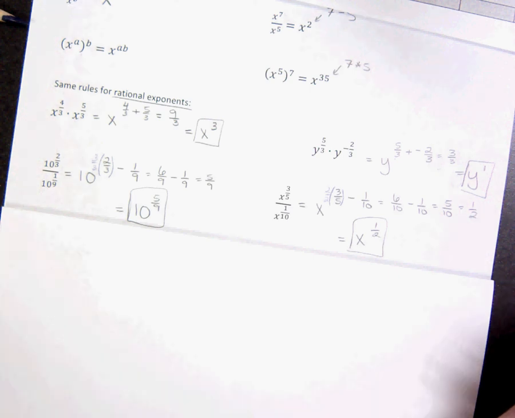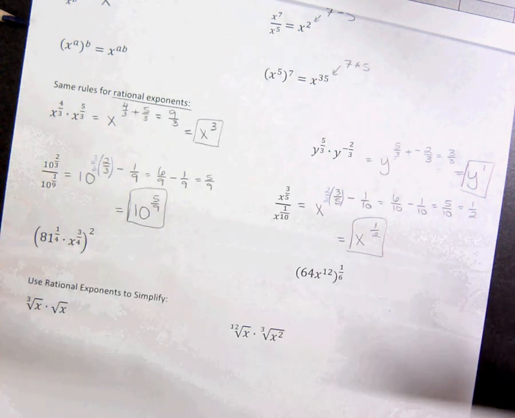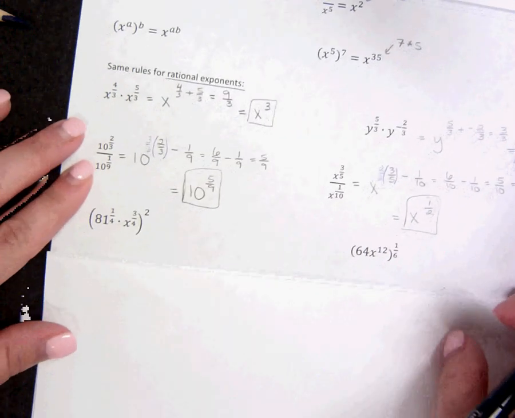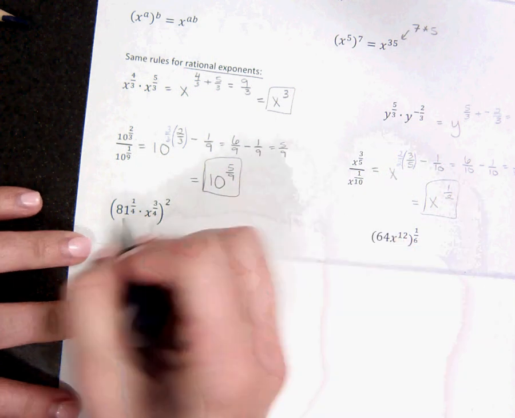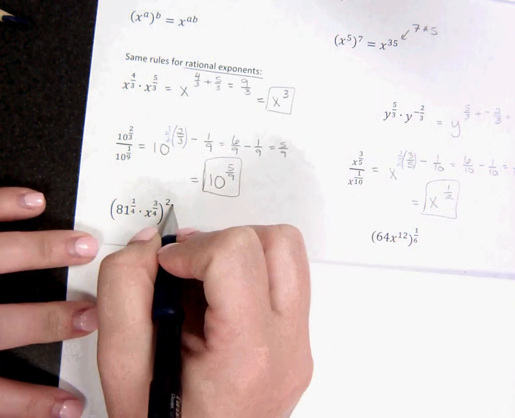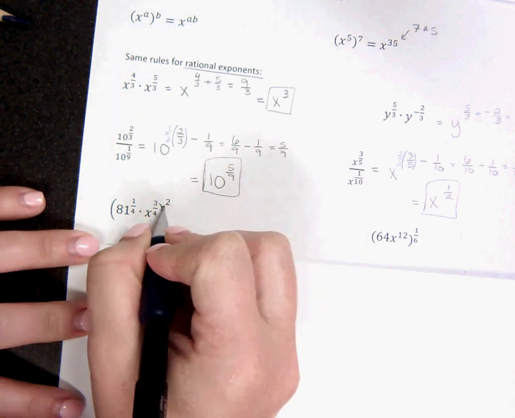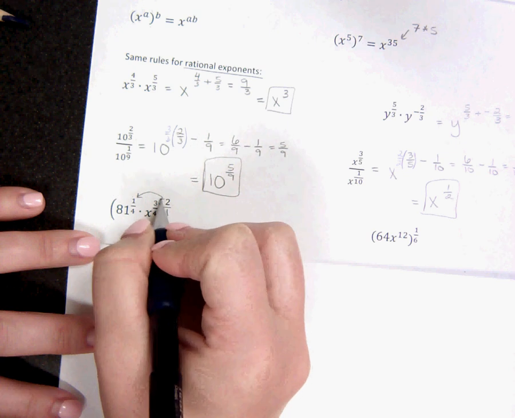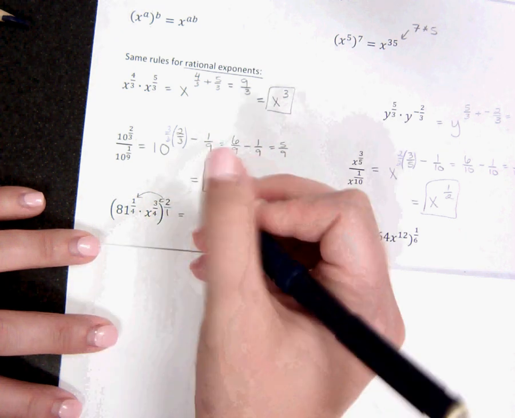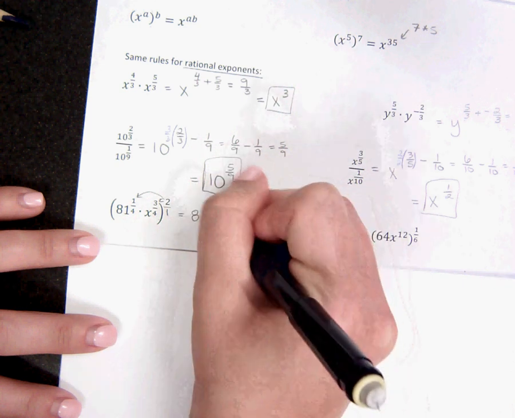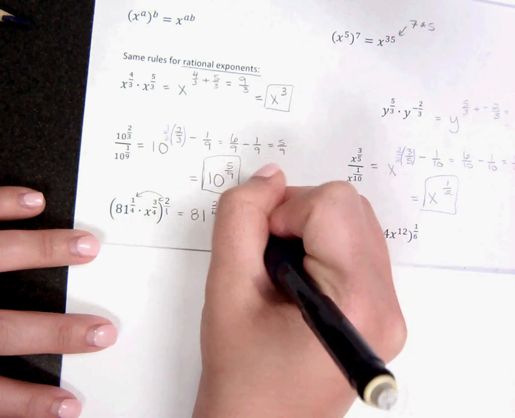So just using our basic fraction operations and our exponent properties, here's a couple of power properties. If I have 81 to the 1/4 times x to the 3/4, and I'm going to have it all raised to the 2nd power, the 2 is really over 1, and I would multiply top times top and bottom times bottom. So that's going to give me 81 to the 2/4 times x to the 6/4.